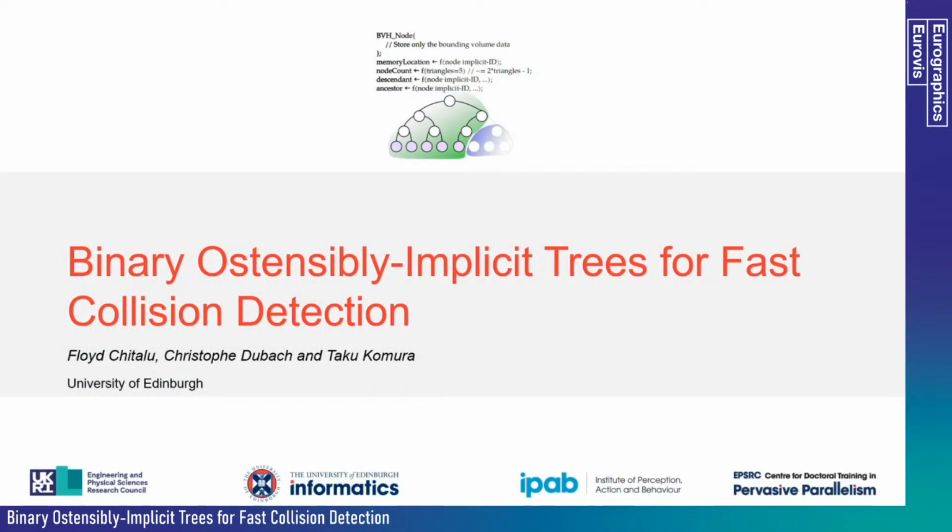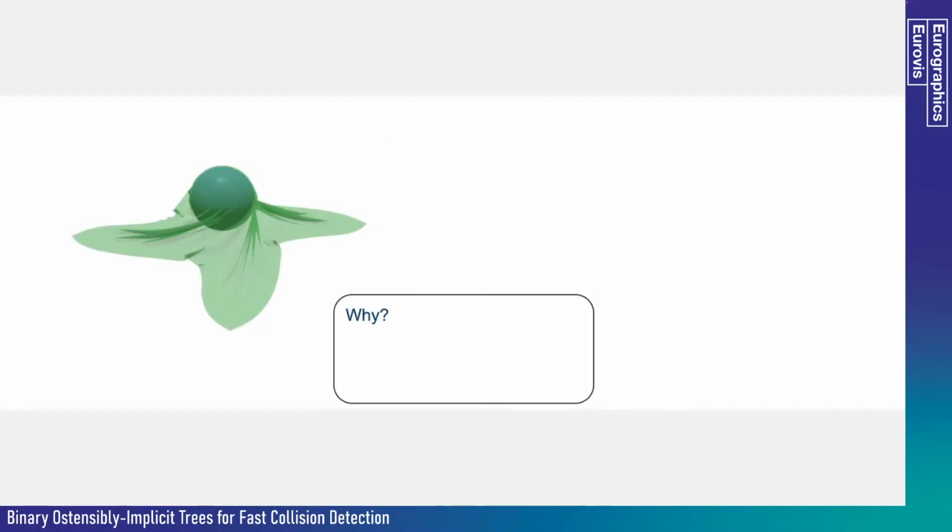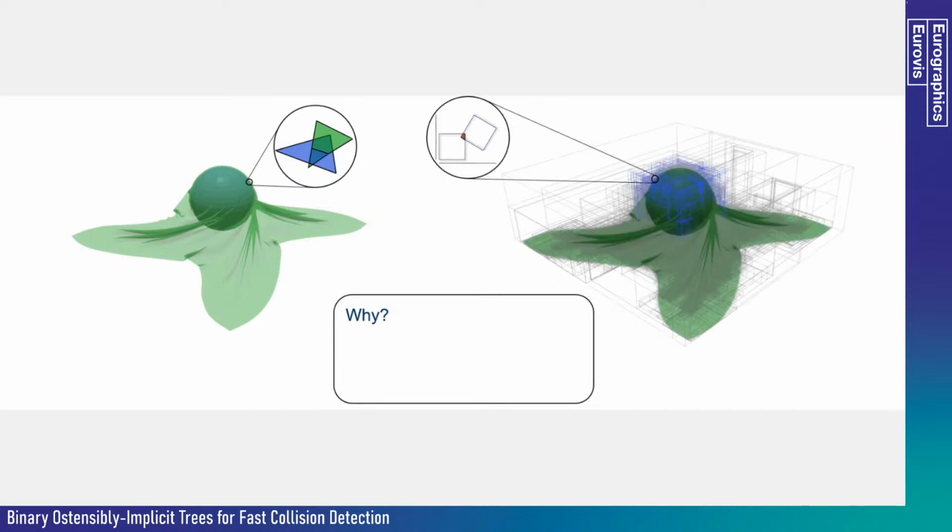This is a talk about our paper, which is titled Binary Ostensibly Implicit Trees for Fast Collision Detection. Collision detection is a fundamental and important ingredient in computer graphics, especially in areas like physics-based animations. In the specific case of parallel collision detection, the goal is simply to reduce the time to find contacts. Data structures are also an essential part of collision detection for culling the search space of potential contacts. And when combined with GPU parallelism, further performance can be achieved, which is the focus of our talk today.